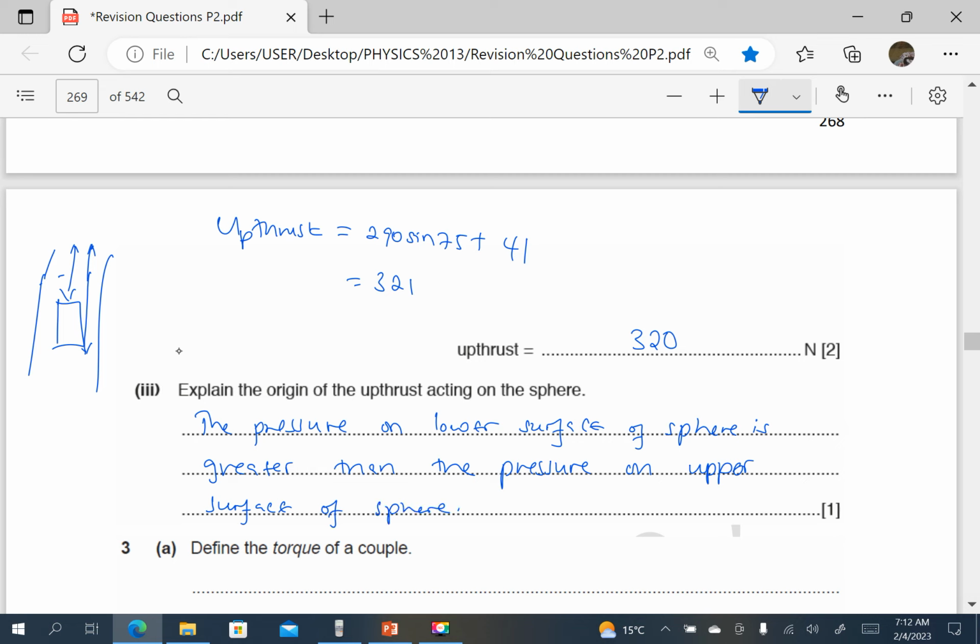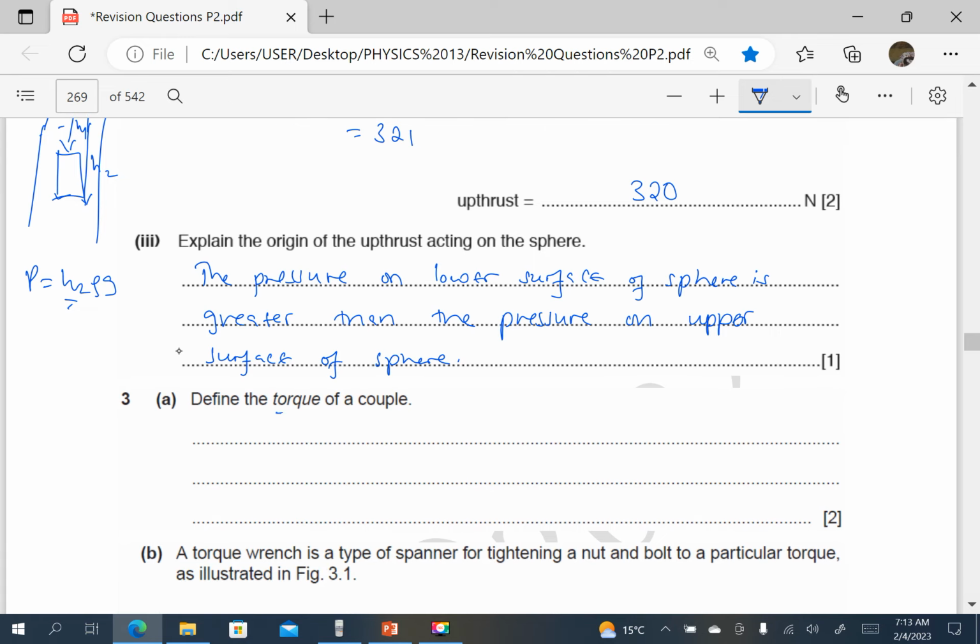So we know that the pressure at the bottom, where h2 is greater than h1, is going to be h2 times density times g. h2 is greater than h1, so it means the pressure at the bottom is greater than the pressure at the top, and that difference in pressure is responsible for the upward force acting on the sphere. We know that pressure increases with depth in a liquid or in a fluid.